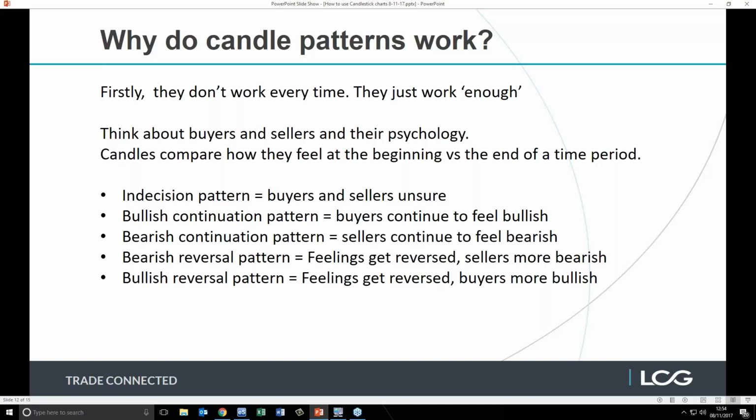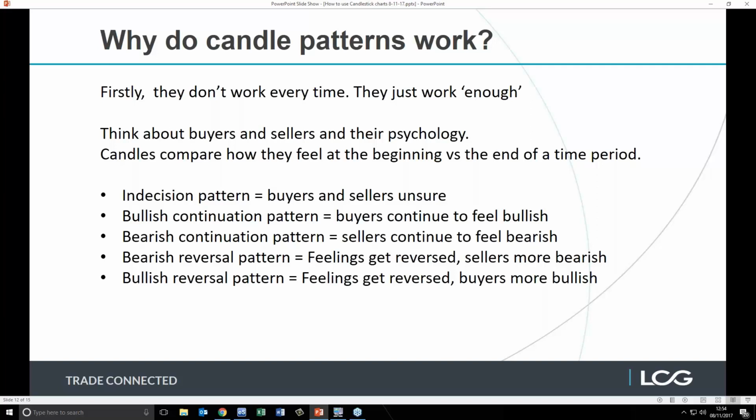So what is actually going on behind it? We touched on it a little bit with each individual pattern, but it basically, again, comes down to thinking about buyers and sellers and their psychology. Candles compare how these buyers and sellers feel at the beginning versus the end of a time period. So in the case of these indecision patterns, buyers and sellers are pretty unsure, so no one party really dominates the other.